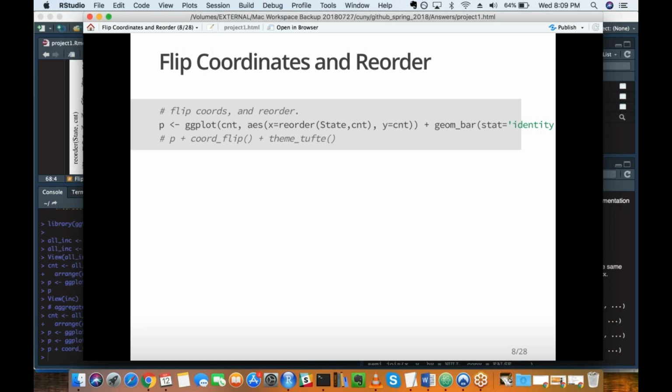And you can just see what I ended up doing here. So adding the reorder and coord_flip. Doing that right here.